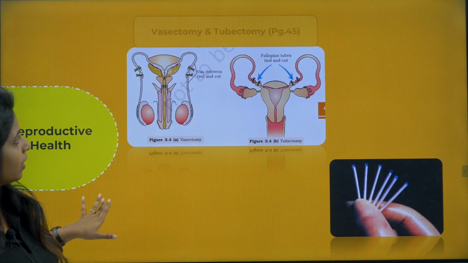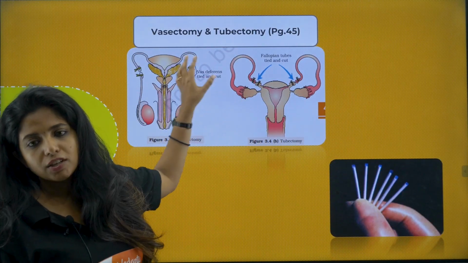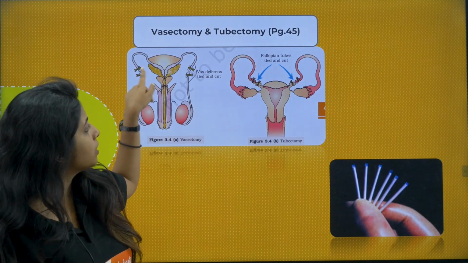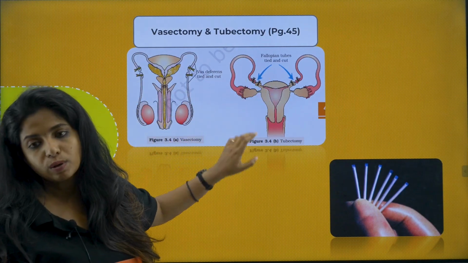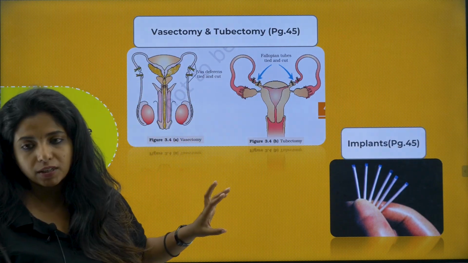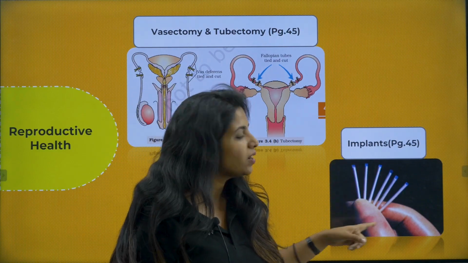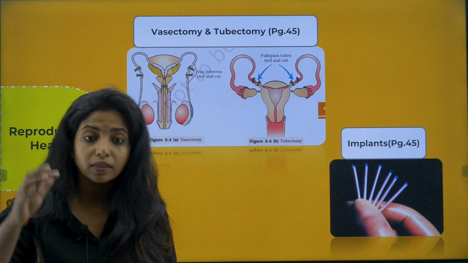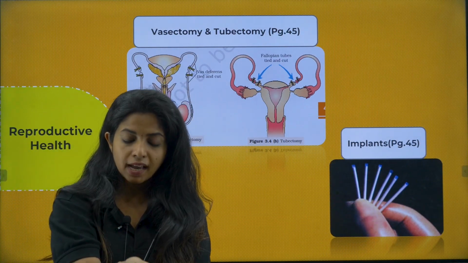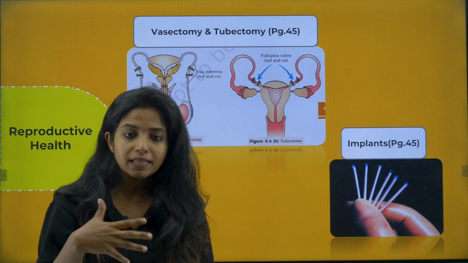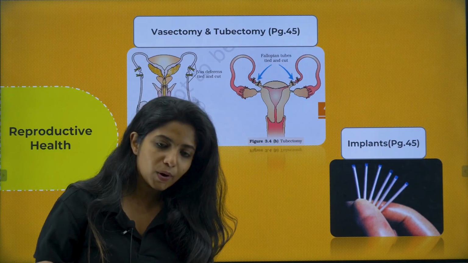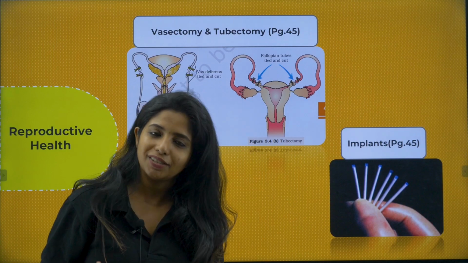Now, reproductive health, you have two pictures just to know. So, this is vasectomy where the vas deferens is being cut, tubectomy where the fallopian tube has been cut and tied. These are surgical methods of contraception. Now, these are implants. If you are asked what is this thing, you should know this is a contraceptive method, that is implants, which are put in the skin and release hormones, fluctuating the hormonal level in the body, avoiding ovulation and fertilization from happening.